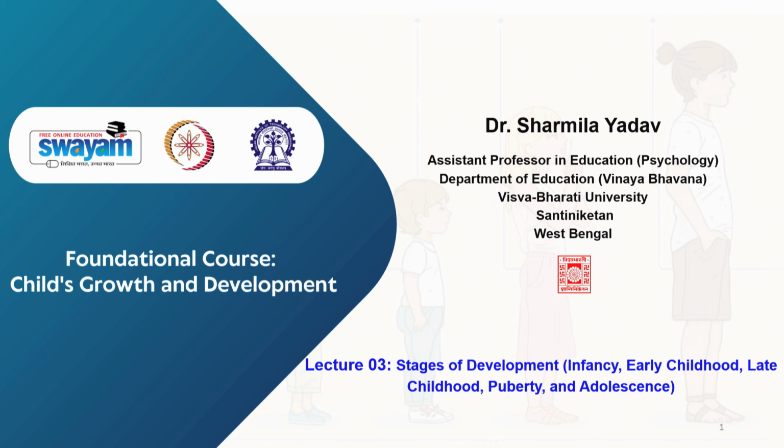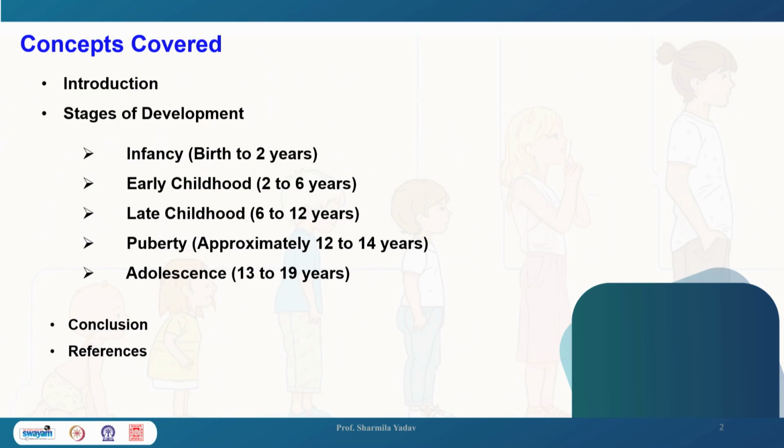Hello dear learners, welcome to lecture 3 of the foundational course on child's growth and development. Lecture 3 is stages of development from infancy to adolescence, and we are going to cover infancy from birth to 2 years, early childhood 2 to 6 years, late childhood 6 to 12 years, puberty approximately 12 to 14 years, adolescence 13 to 19 years, and finally there are certain references to read more.